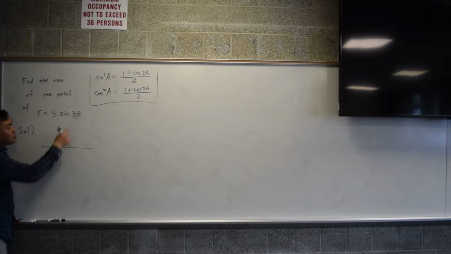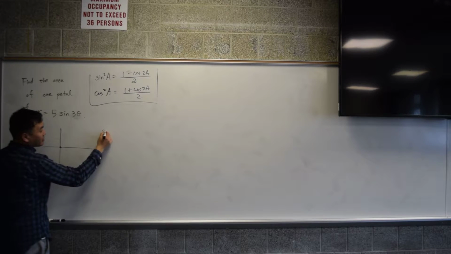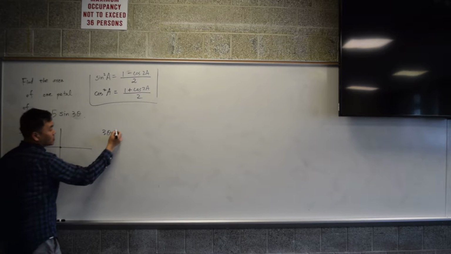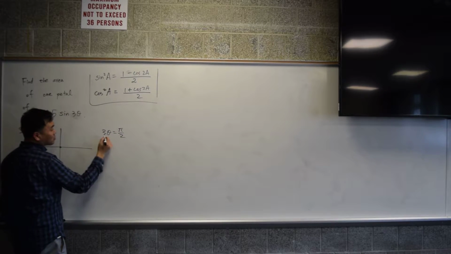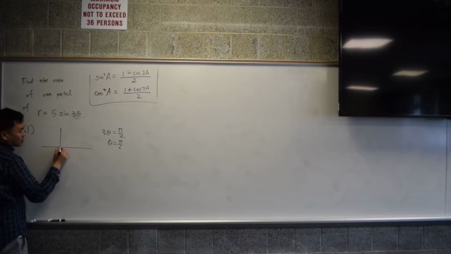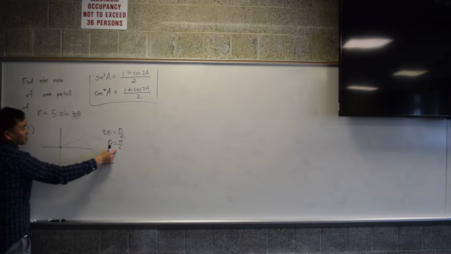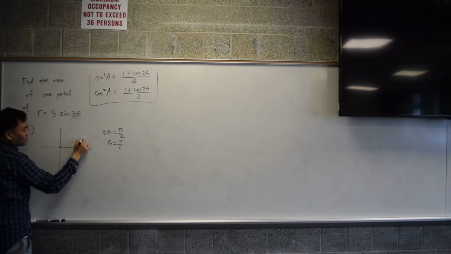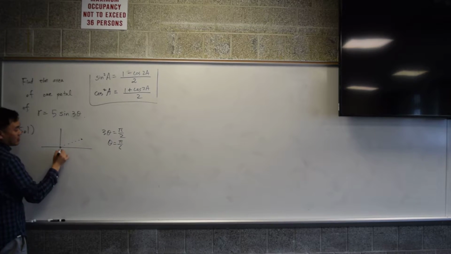Okay? And then as you increase theta, sine increases until 3 theta is equal to what? When is sine maximum? When does it hit 1? Yes, pi over 2. When it's pi over 2, it's maximum. So when theta is pi over 6, or 30 degrees, it reaches its maximum. So here's 30 degrees. And at 30 degrees, when you plug in pi over 6, it gives you pi over 2, giving you 5 times 1. So you get 5 here. This length will be 5.